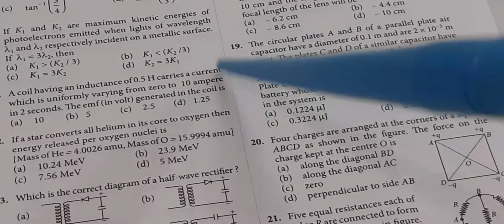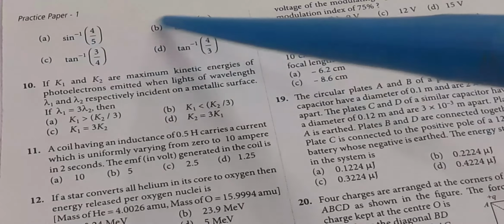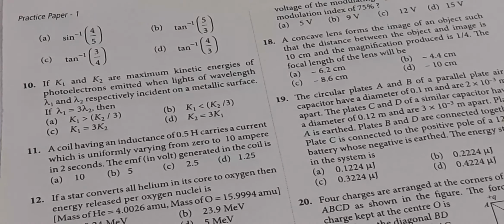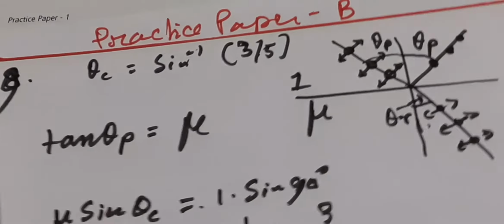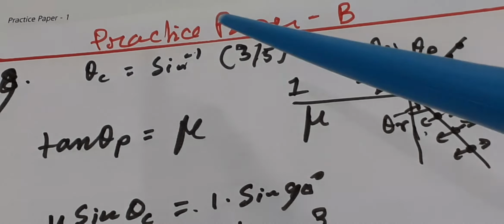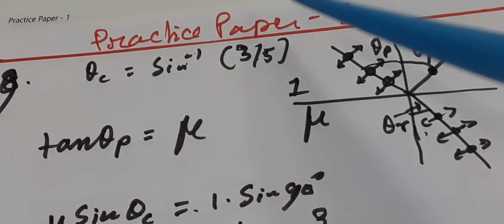I think these are the choices given here. We'll check. Now for this problem, theta c is given, the critical angle, sine inverse 3 by 5.